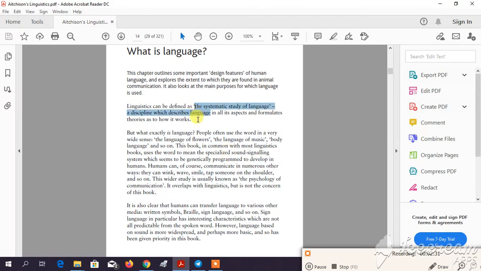Here is the definition of language, the systematic. This is the definition of linguistics. And then you will find the definition of language. Of course, maybe not in the introduction. Anyway, this is important. Okay, and let us, yes, this is also important. Read it. Humans can of course communicate. Yes, and it also, yes, humans transfer language.